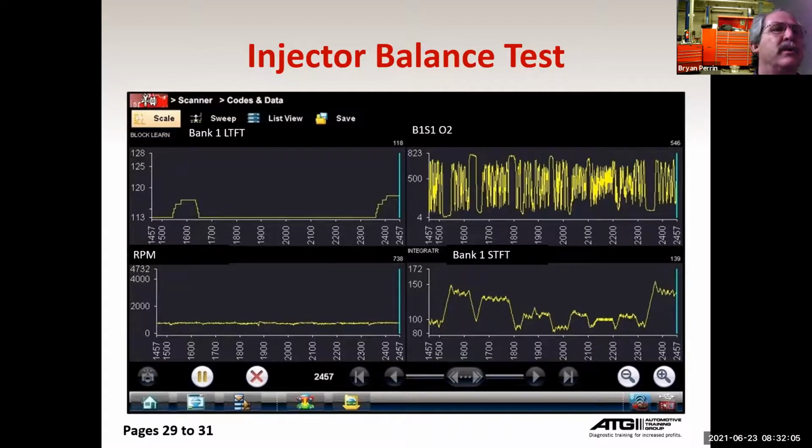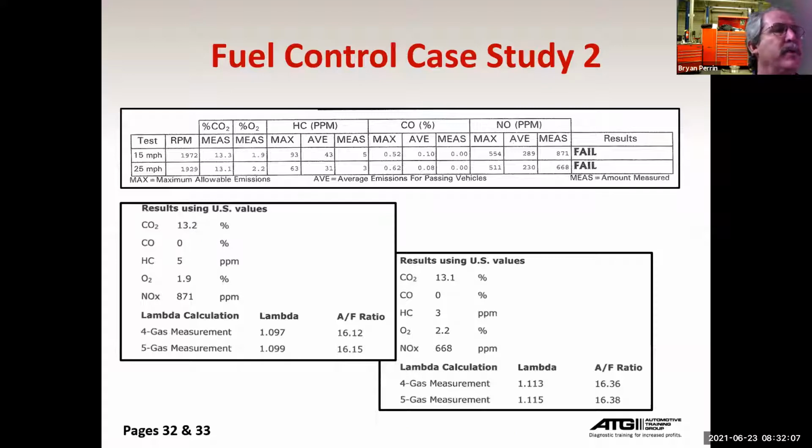So here's another case study I had. This one happened to fail smog, and it failed with high NOx. This happens to be an older Mitsubishi. And I ran a lambda calculation. And what the lambda calculation told me, at 1.099 and 1.115, is that this car's running lean.